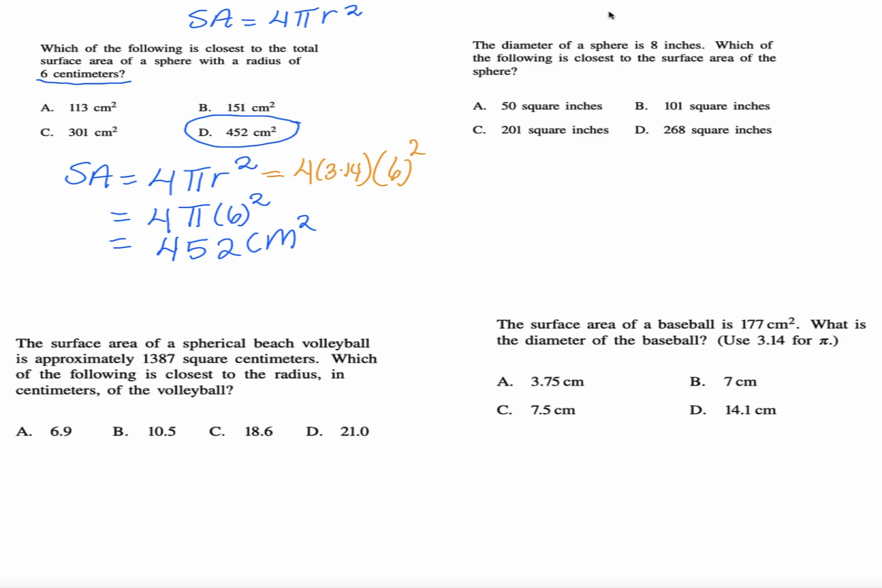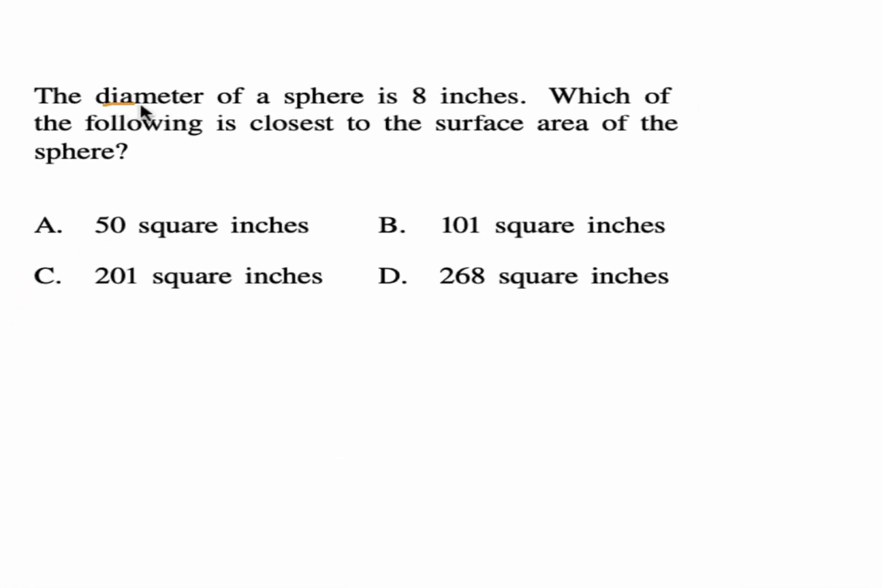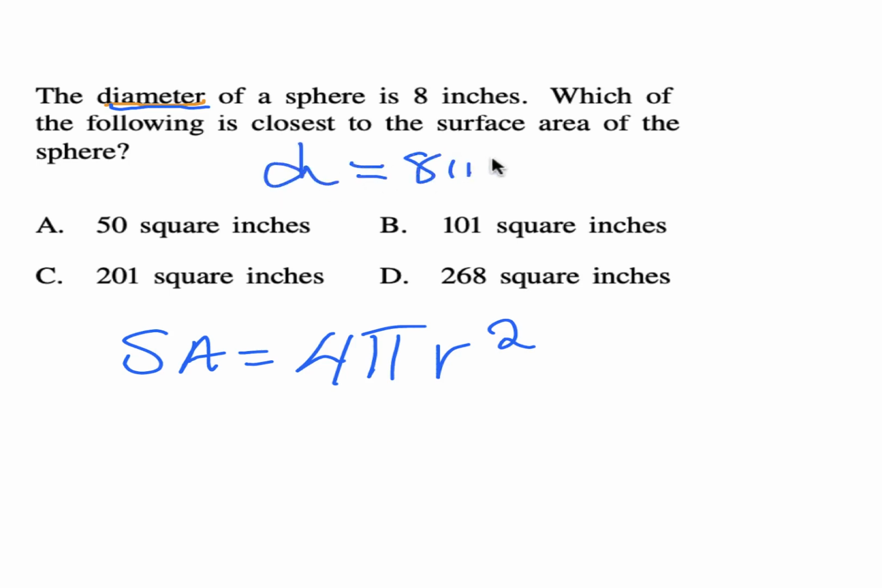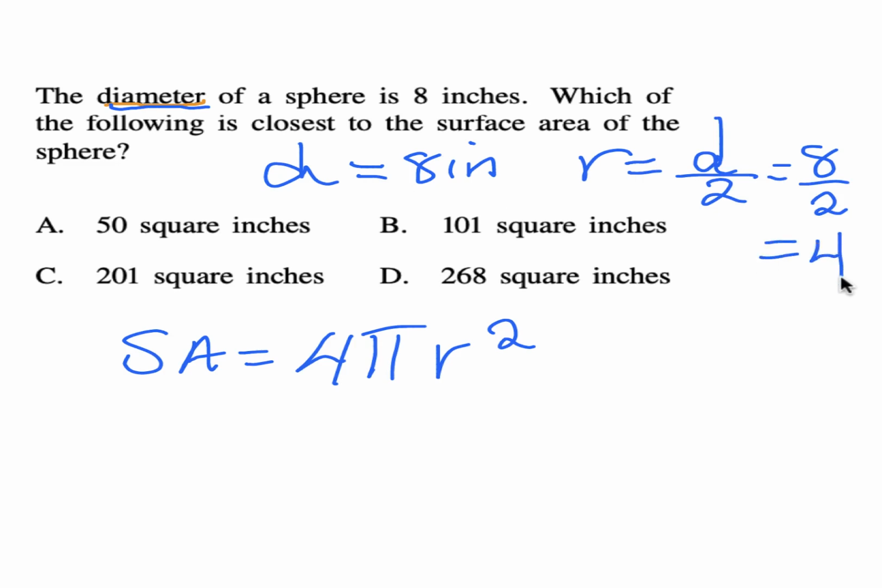Let's look at another problem. Now in this one, it says the diameter of a sphere is 8 inches. Which of the following is the closest to the surface area of the sphere? Now, surface area is 4 pi r squared. They gave us the diameter, 8 inches. To get the radius, we have to take our diameter and divide it by 2. So radius is diameter divided by 2, which is 8 divided by 2, which is 4. So where we see r, we're going to put 4.